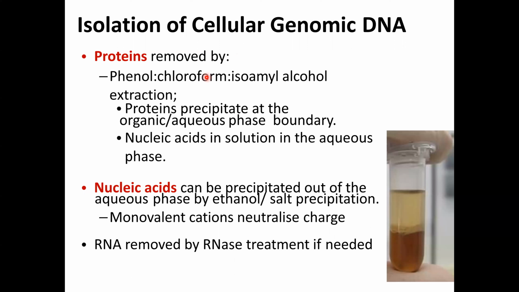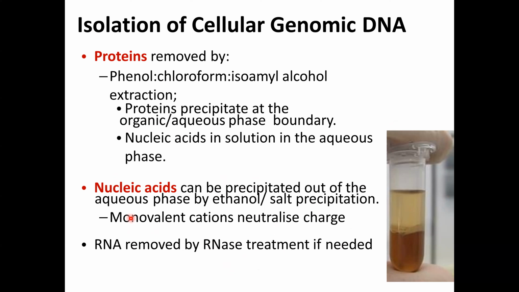So we have here the isolation of cellular genomic DNA. The protein is removed through a phenol chloroform or isoamyl alcohol extraction. This protein will precipitate at the organic or aqueous phase boundary. Your nucleic acid solution is in the aqueous phase, and you could also precipitate the nucleic acids out of the aqueous phase using ethanol or salt precipitation, because it will absorb the solvents and the salt. These monovalent cations help to neutralize the charge.